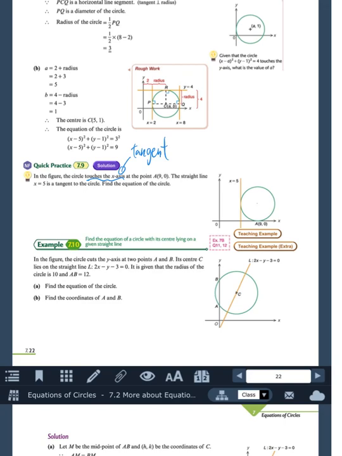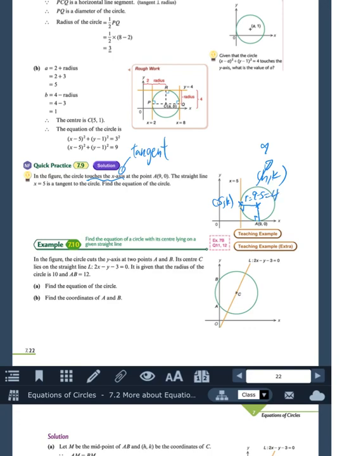Maybe I let (h, k) be the center of the circle. Since the x-axis is a tangent to the circle, by tangent perpendicular to radius, we know that h equals 9. On the other hand, let the contact point be (5, k). The distance here will be the radius, which is 9 minus 5 equals 4.